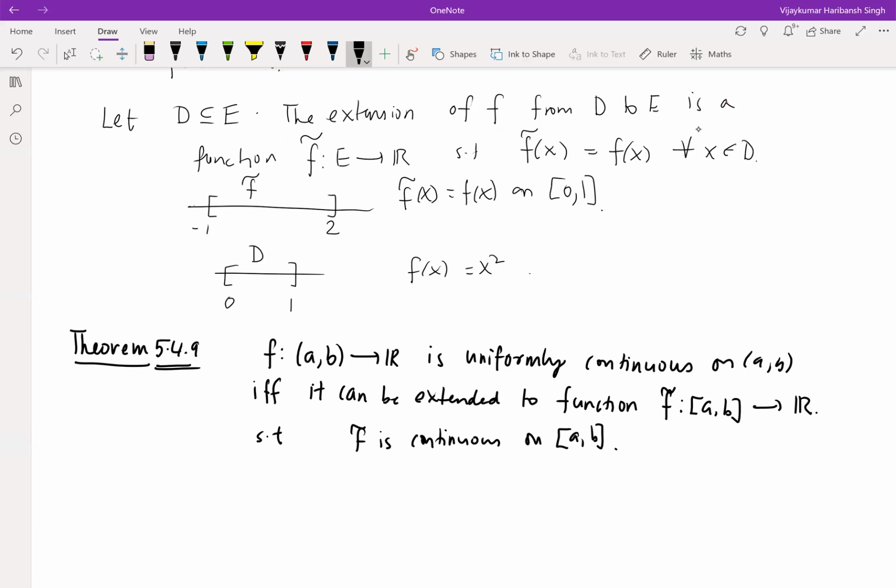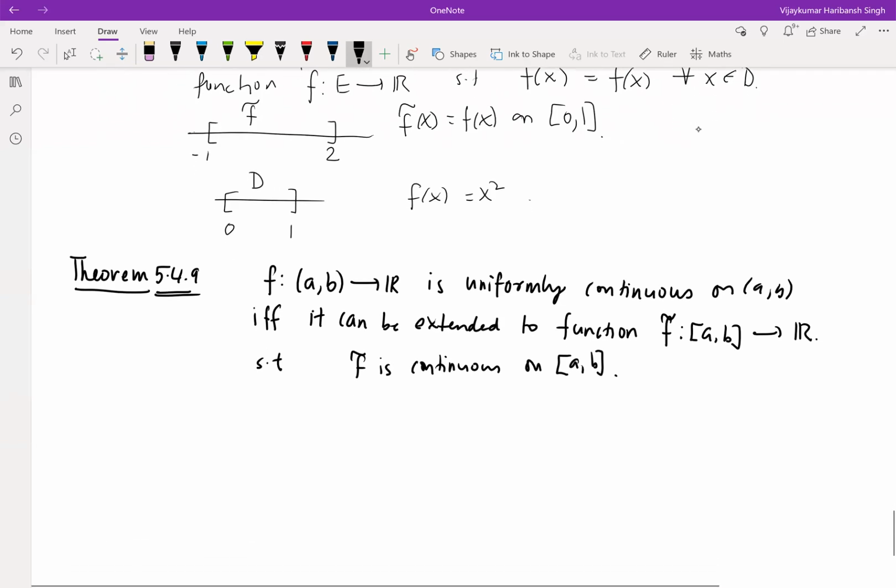Okay, so let's try to understand the significance of this. If you have a uniformly continuous function on an open interval (a, b), then you can extend it to a continuous function on the closed interval [a, b]. And it is if and only if. If you can extend it as a continuous function, then the original function must be uniformly continuous. Okay, so let's see the proof of this.